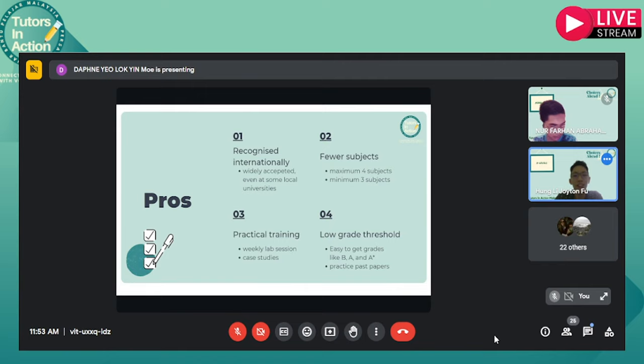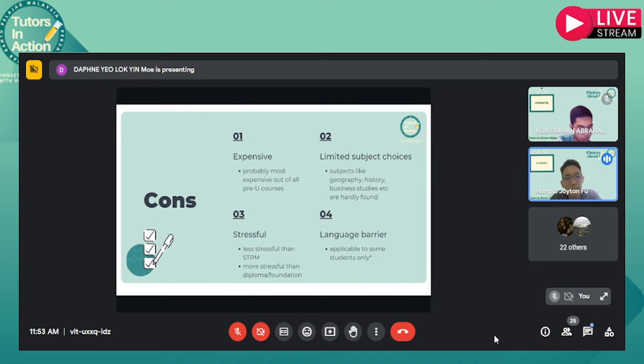Okay, next. All right, the cons. Number one is definitely expensive. It's actually from the UK education system, so it's definitely expensive. Totally understandable. Another thing that I need to mention is the examination fee. The examination fee is not included within your tuition fee. So you need to pay for your examination fee separately, and I think it's around 600 ringgit or 600 pounds. Actually, I forgot. I think it's around 600 ringgit for everything.